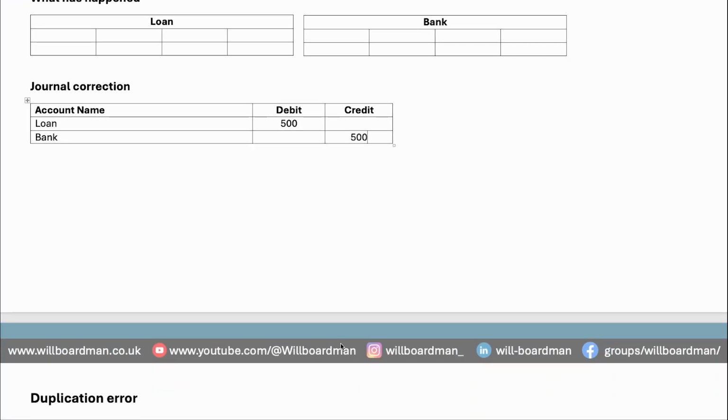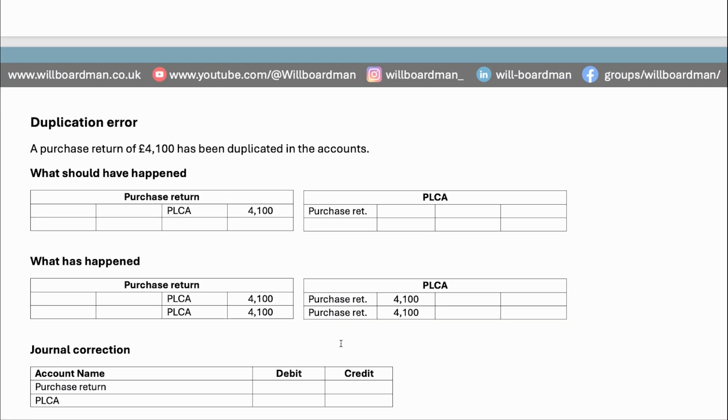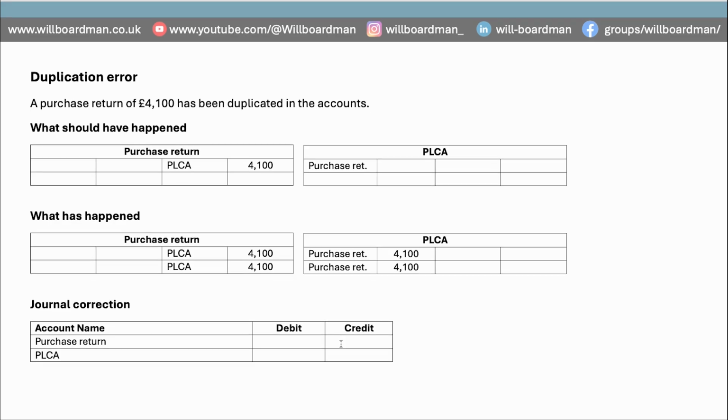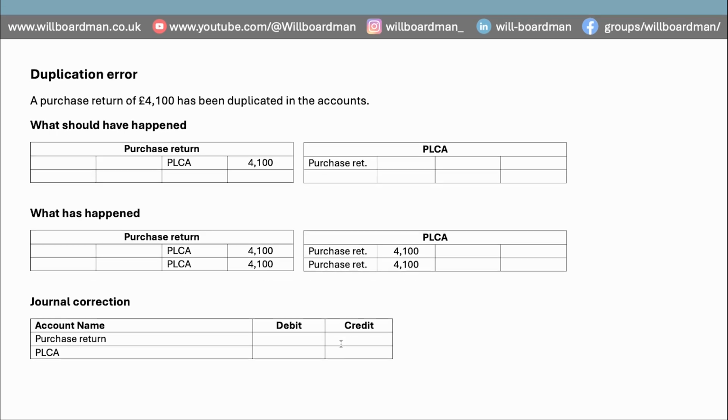Let's move down to our next one, which is the duplication error. Now, a duplication error occurs when we've entered in the same transaction twice accidentally. So here we've got a purchase return of £4,100 has been duplicated in the accounts.